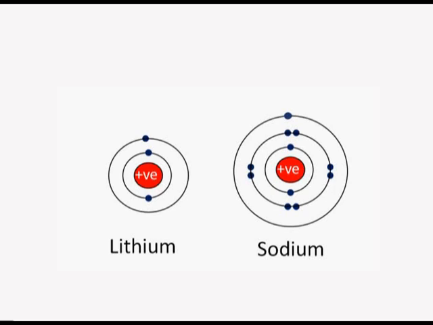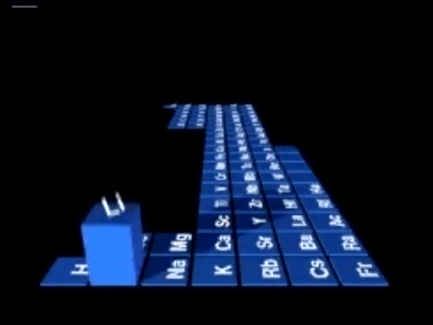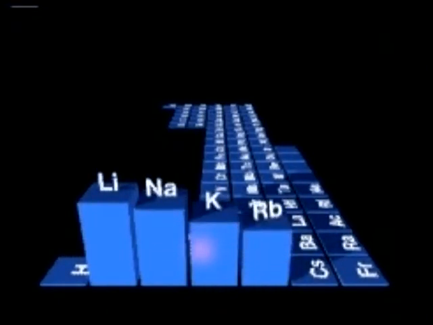If an electron is further from the nucleus, it experiences weaker attraction and thus it is easily removed or lost from the atom. So the ionization energy decreases with increasing atomic radius. So for Group 1 elements, ionization energy decreases down the group.